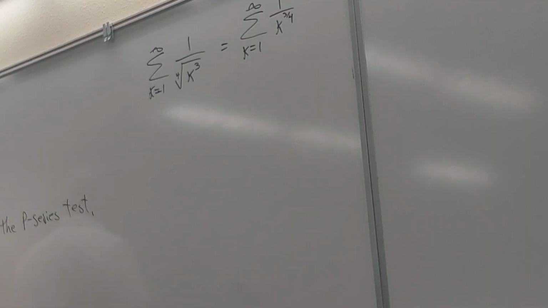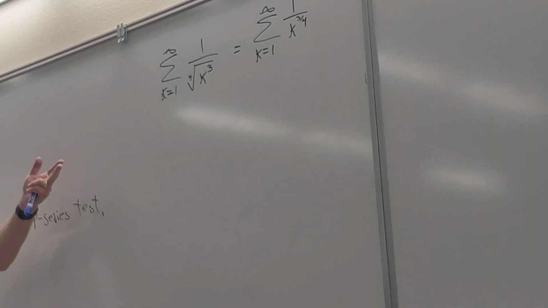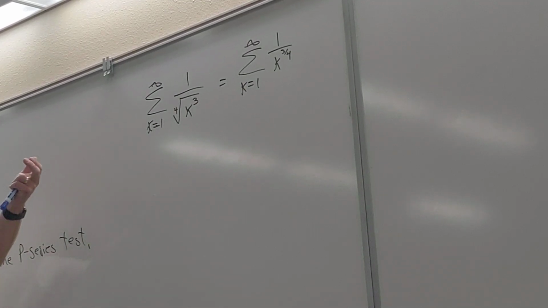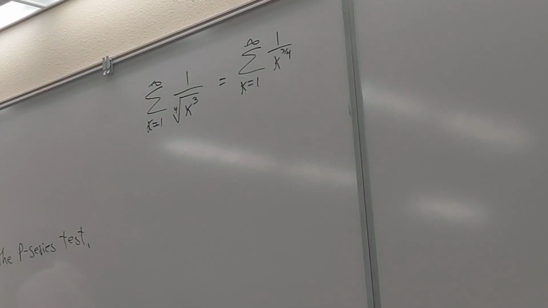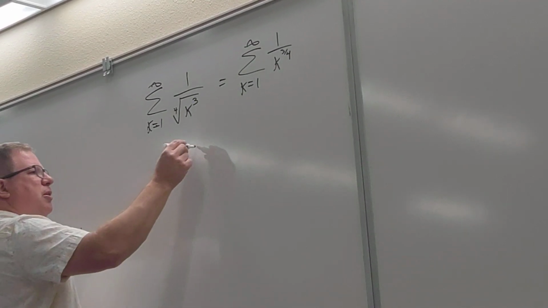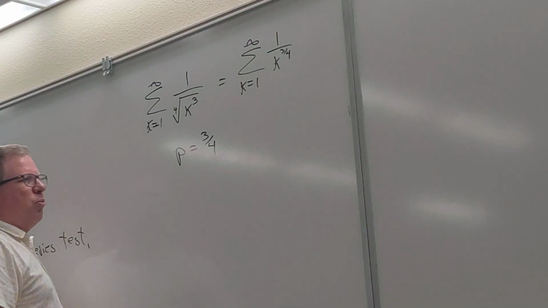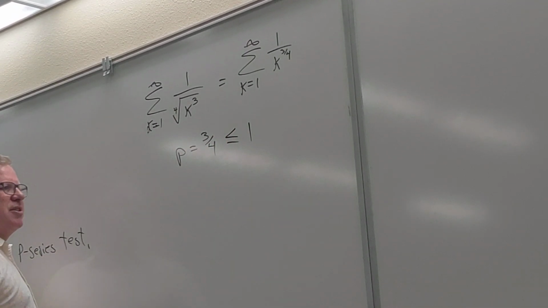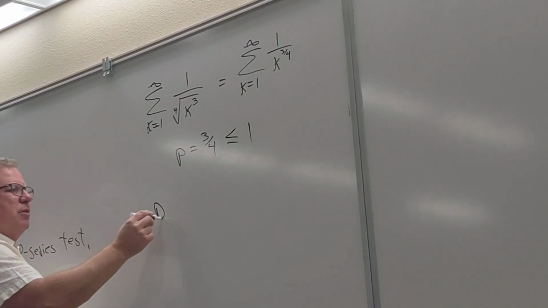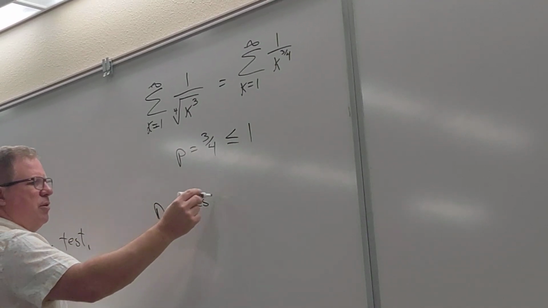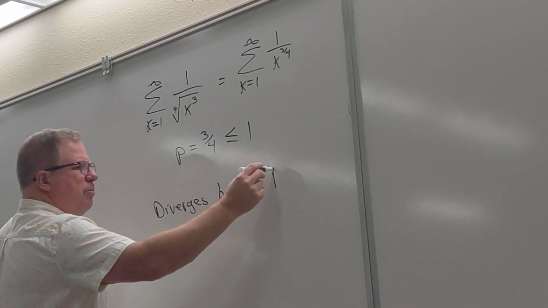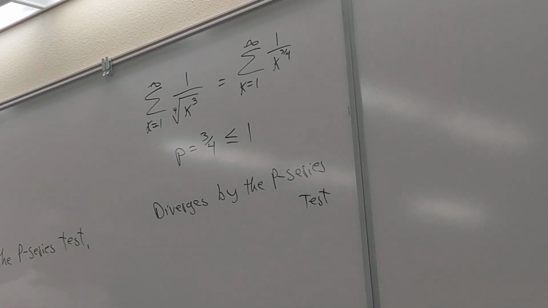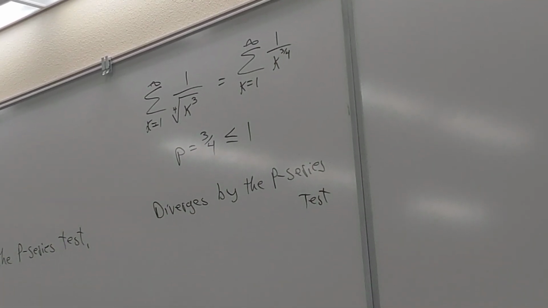Divergence test is going to be inconclusive because it'll go to 0. It's not geometric, it's not telescopic. We could use the integral test, but let's see if we can use the P-series test first. What would P be in this case? P equals 3/4. And is that greater than 1 or less than 1? Less than 1. Less than or equal to 1. What does the P-series test tell us? It is divergent. Diverges by the P-series test. If we tried to do the integral, we would get infinity.